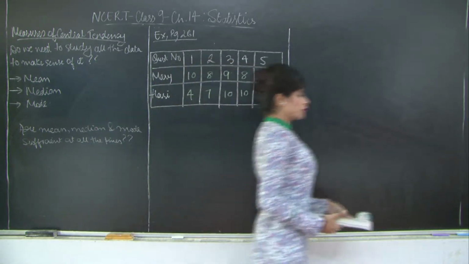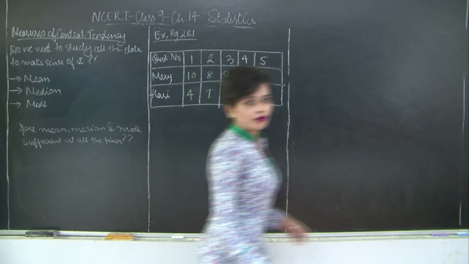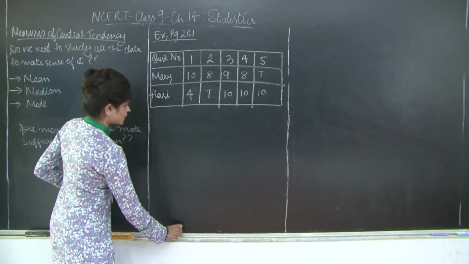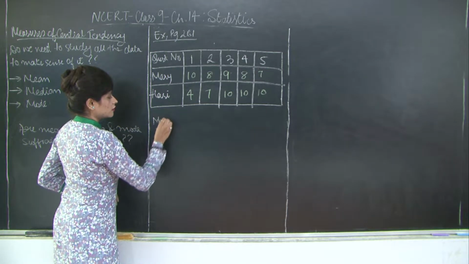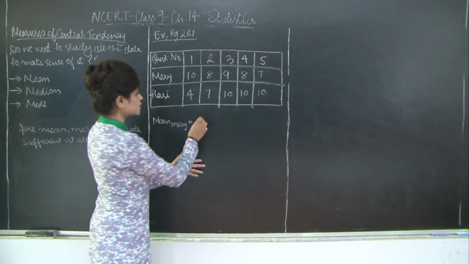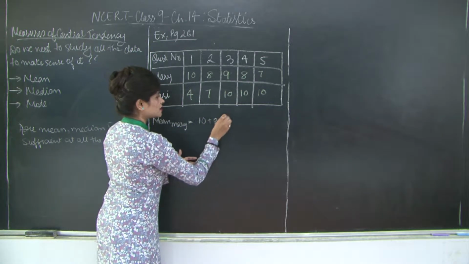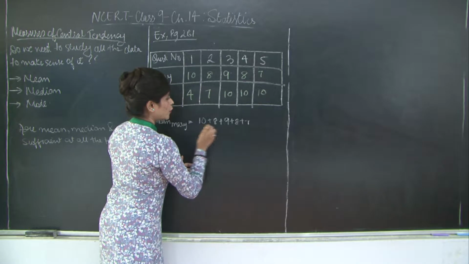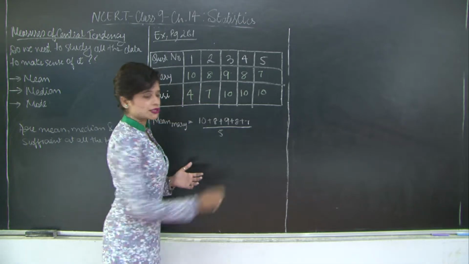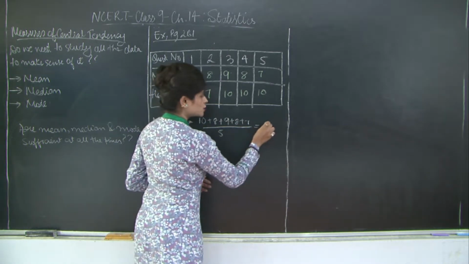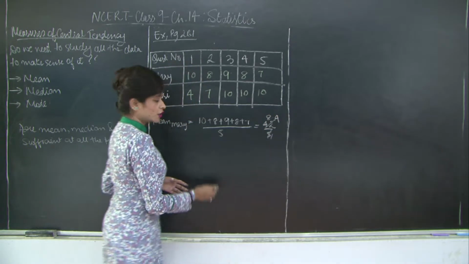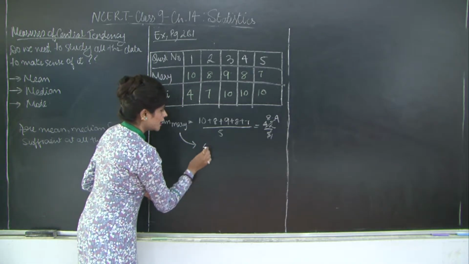So what we are going to do is we are going to find the mean, median and mode for Mary and Hari. So let's get started with mean. So I'll say mean for Mary. It's going to be the sum of all the observations upon the total number of observations. So this is going to be 10 plus 8 plus 9 plus 8 plus 7 upon total number of observations, which is the total number of questions that we have, which is 5. So when you add this, you get 42 upon 5. So 5 ones are 5, 5 eights are 40, 5 fours are 20. So the mean for Mary is 8.4.